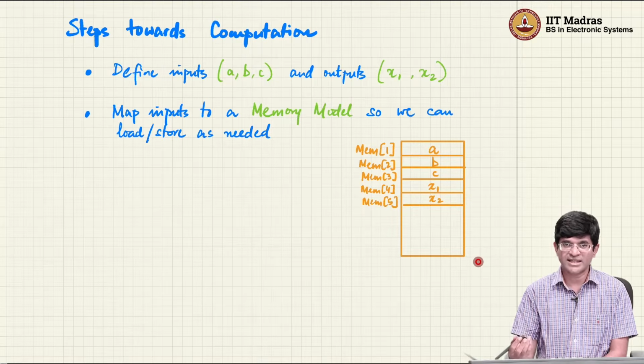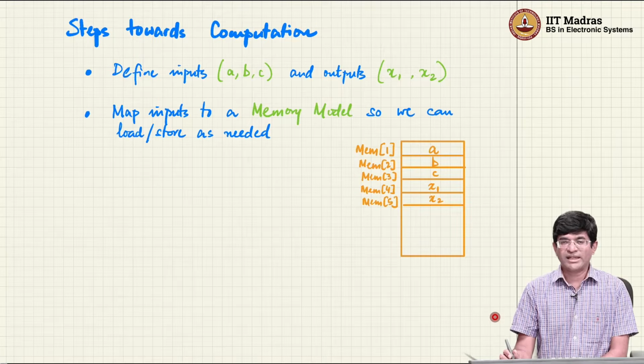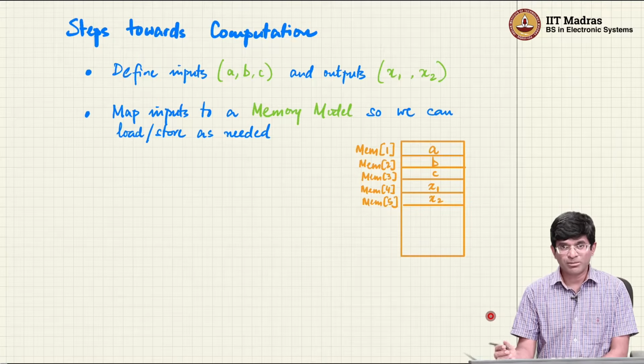It need not have been in the same order. This is just one possible way of storing the values. All that I need is an address. If I want the value of a, how do I get it into my system? Now further, x1 and x2 are unknown at this point. I'm going to compute them.